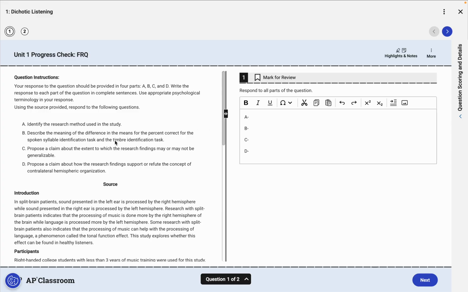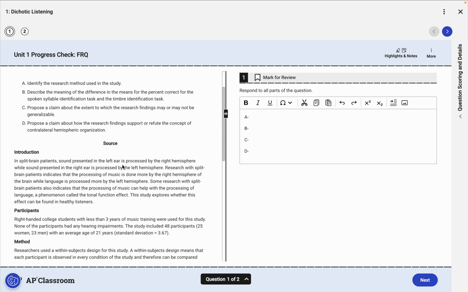For timber identification, syllable identification. Then they want you to propose a claim about the extent to which research findings may or may not be generalizable. Generalizable means that you could literally have your kid sibling almost try to do this over again. You want to be able to make it generalizable. The general public could repeat this. It has to be repeatable, generalizable.